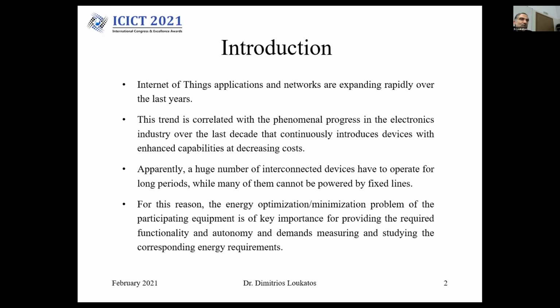Internet of Things is something very important and very rapidly evolving over the last years. Apparently, the progress in mobile devices, smartphones, and electronics is giving a boost to all this IoT stuff. A huge number of devices being interconnected have to cooperate and be active around us. For this reason, the energy optimization and apparently the minimization of it is very important. And in order to tackle this issue, we have to perform very effective measurements over these devices.